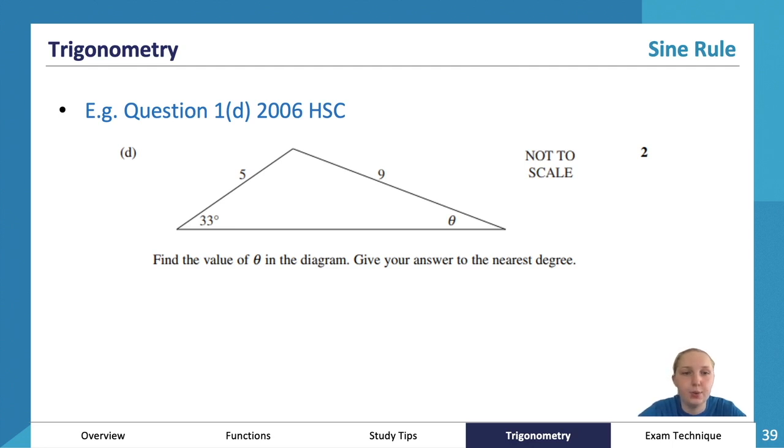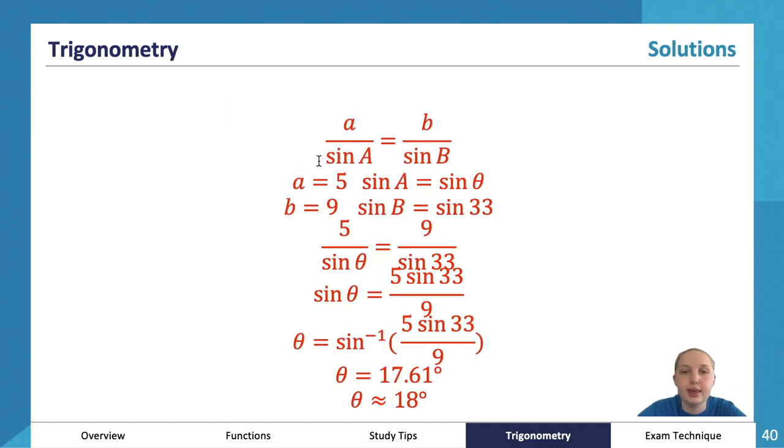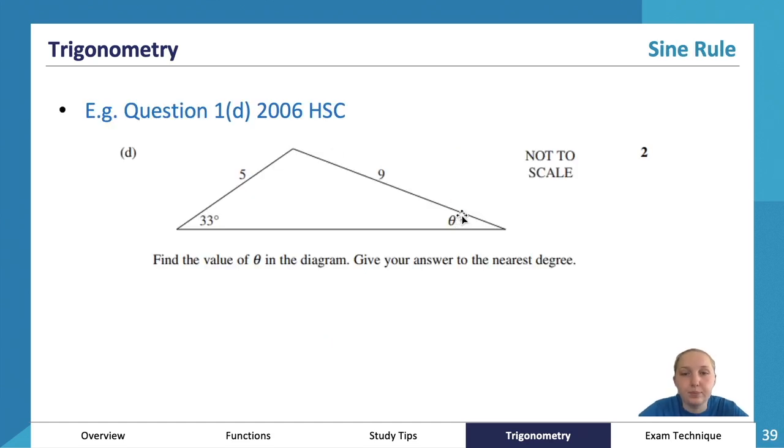Okay, so when we're thinking about the solution here, we need to use our ratio that the length of A over sine A is equal to the length of B over sine B. Okay, so in this case, let's look at our diagram again. This angle is going to be sine A, and then our corresponding opposite, so direct opposite.